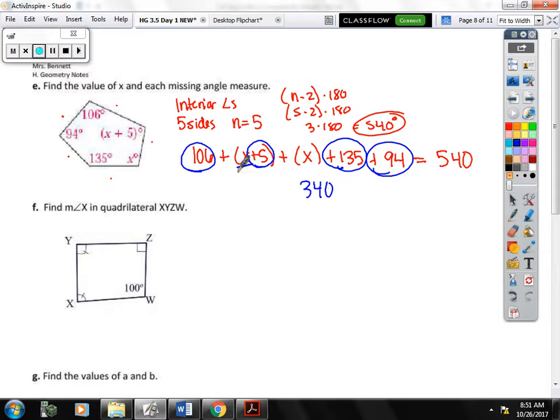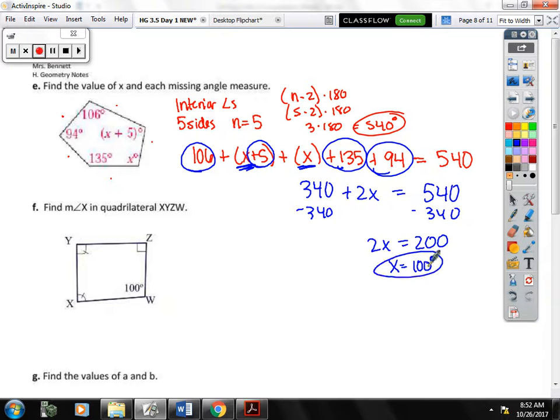Add together your x's. We do have 1x plus 1x, which is 2x. And then we just subtract and divide. 2x equals 200, therefore x equals 100. Now, they did ask us to find the value of x, which we did, and the measure of each missing angle. So we just have to take this and plug it back in. So this would be 100 degrees. This would be 105 degrees. 100 plus 5 is 105. You can just write those in the picture. You don't have to, since there's no letters.